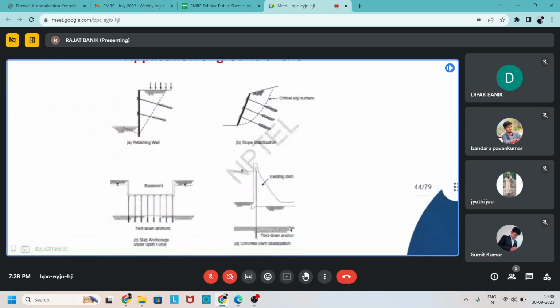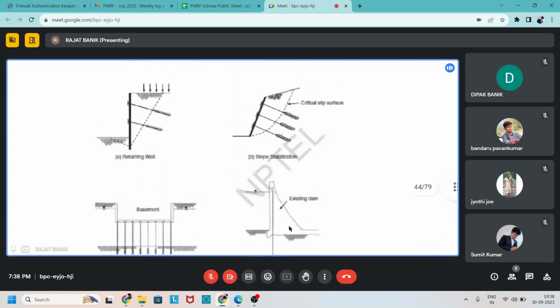So the first one is for the retaining wall. In a retaining wall, we apply the ground anchor to stabilize the wall. You can see that this anchorage has an unbonded length, and the bond length is behind the critical surface. In this way we can use it. We can also use it for slope stabilization.